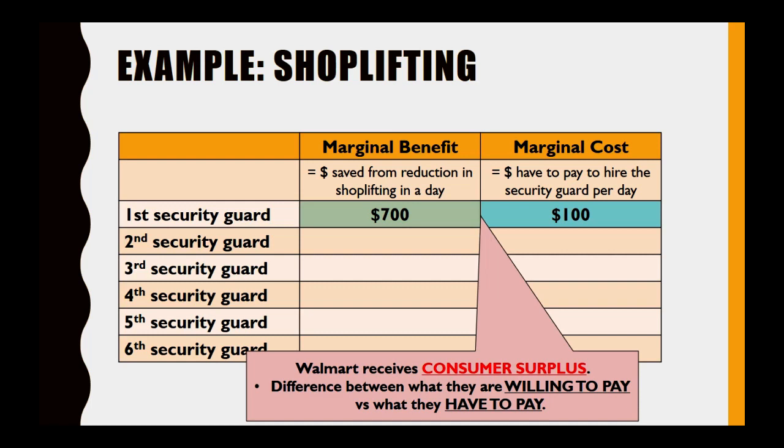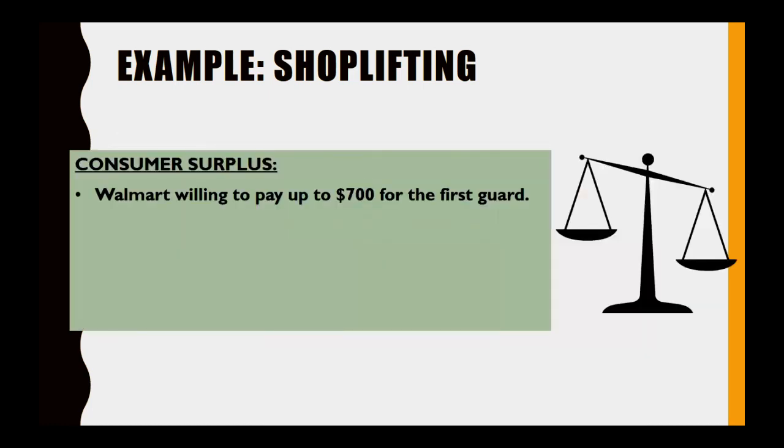So guys, what's Walmart's willingness to pay for this first guard? They will pay up to $700, right? At $700, it's a break-even point. What do they have to pay? $100. So, do we have consumer surplus? How much? $600. Everyone agree that we have $600 in consumer surplus, right?